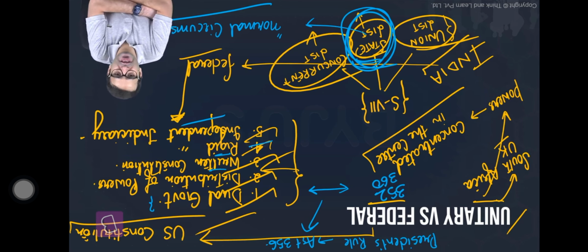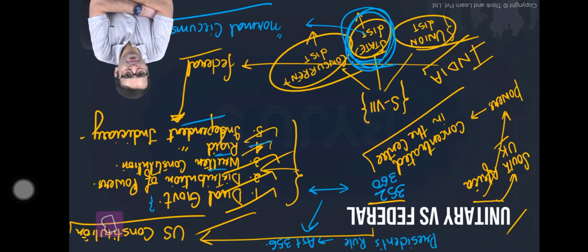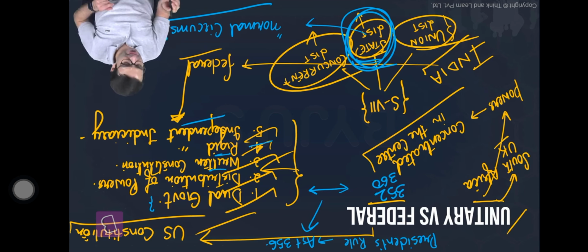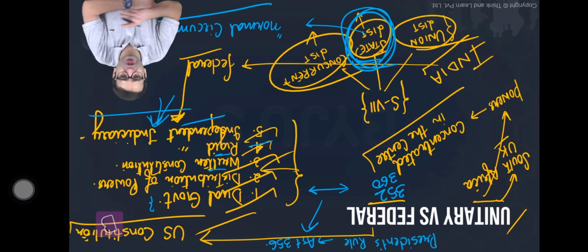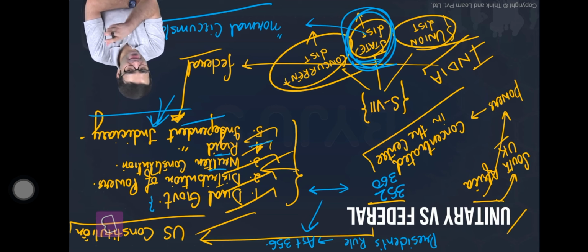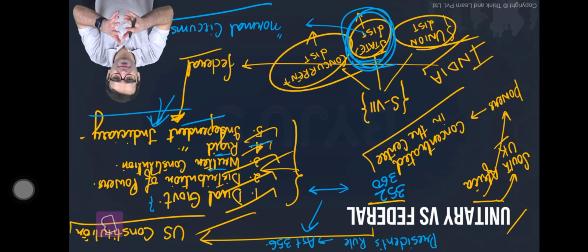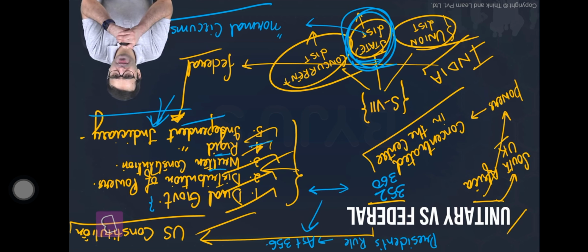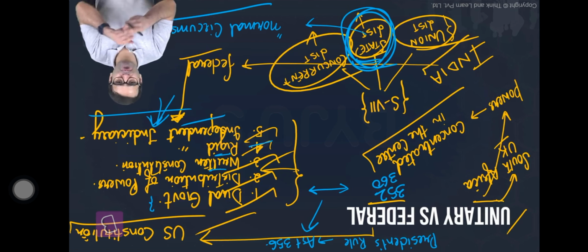Can state legislatures remove a judge? No. Can state legislatures recommend removal of a judge? No. So appointment is done by center, removal is done by center. So how can we say that the judiciary is independent? Because the removal authority and the appointment authority both are the same, and that's the center. And then don't you think that the judiciary will be biased in favor of the center, because appointment is done by center, removal is done by the center.